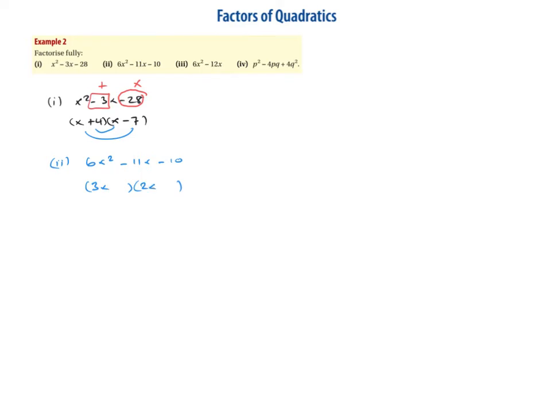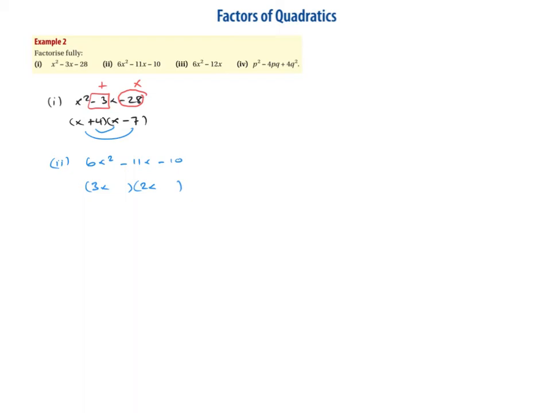Again, I'm trying to find two numbers that multiply to make minus 10 and add to make minus 11, just like in this example. If I get it wrong, guys, it just means I have to try it again until I get it. You get quite good at these once you've had a bit of practice. So let's have a look.